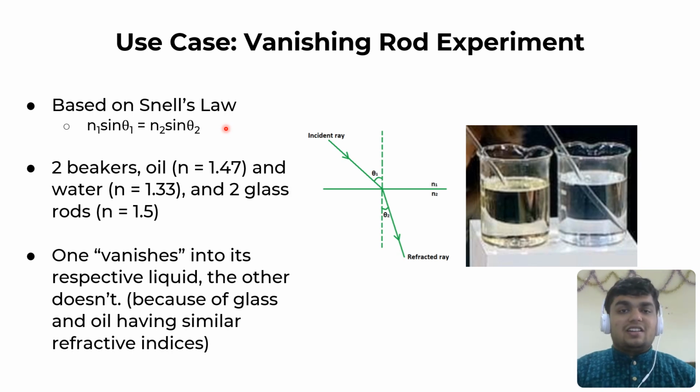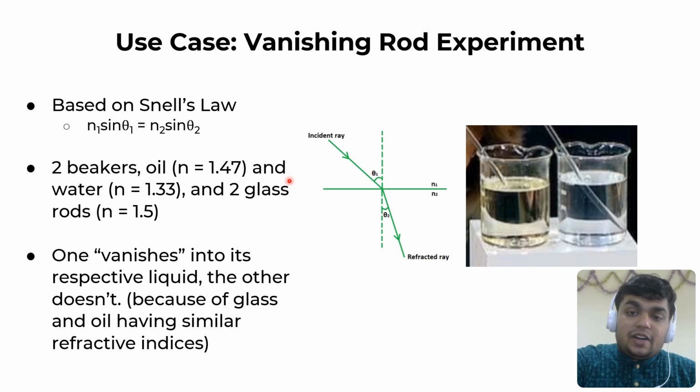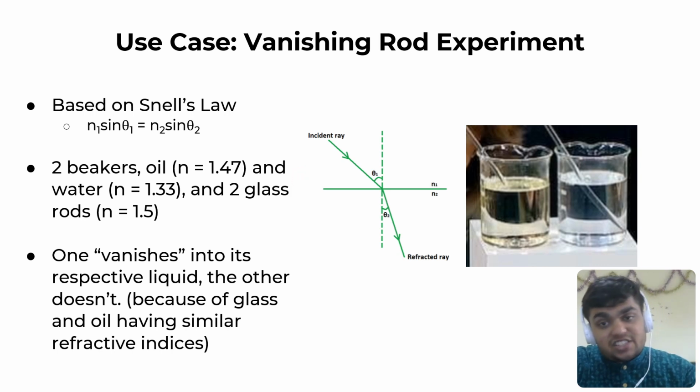To demonstrate, we required two beakers, one filled with sunflower oil, the other filled with water, and two glass rods. It is observed that one of the rods, in fact the one dipped in oil, seems to vanish when dipped. An explanation for this is that oil and glass have almost the same refractive indices, but water and glass do not, which is why oil and glass, when kept together, seem to be the same medium. Hence, it feels like glass vanished into oil.